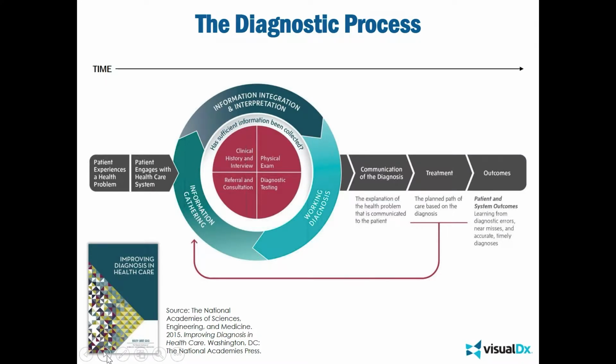The SOAP note appears like a linear process, but really it looks more like this. The SOAP information is in the circle in the middle, so you see that patient experiences a health problem, engages with the system, they come in with their chief complaint, and the information that's gathered by the provider is, you don't receive all the information at once.